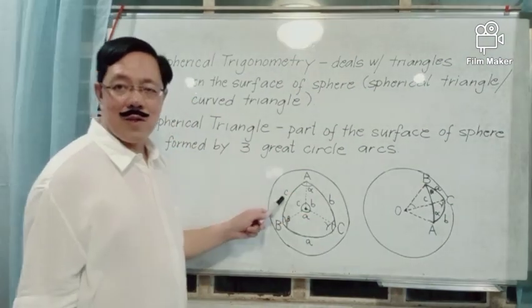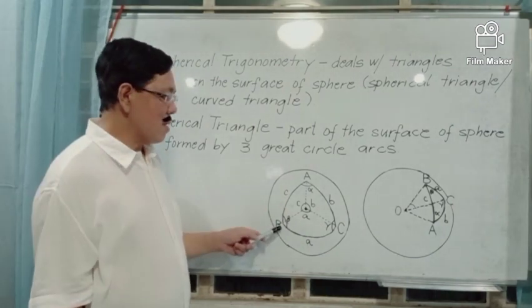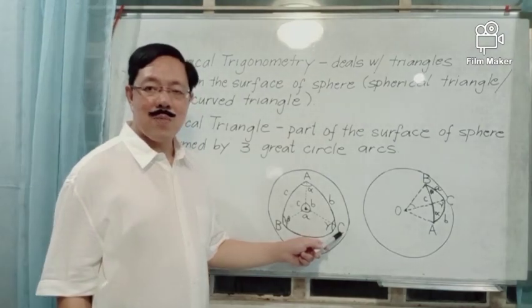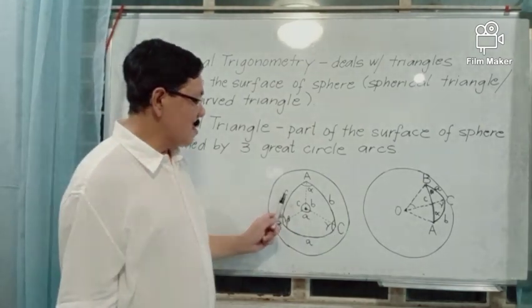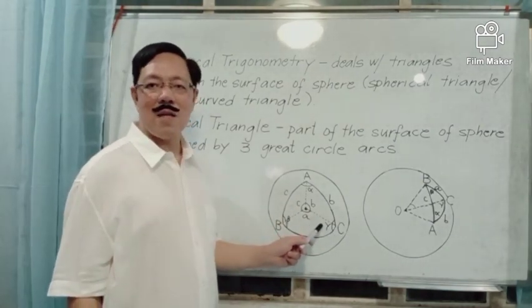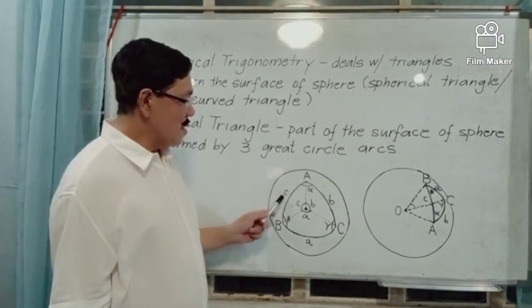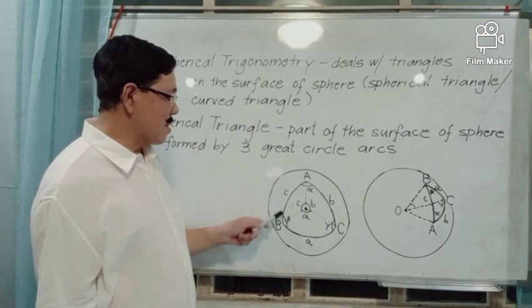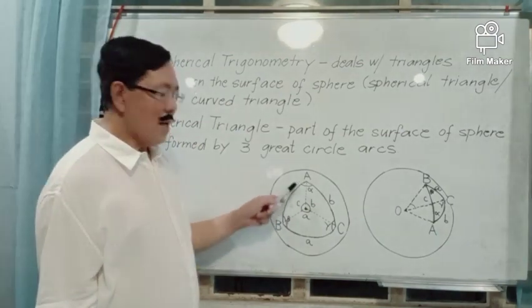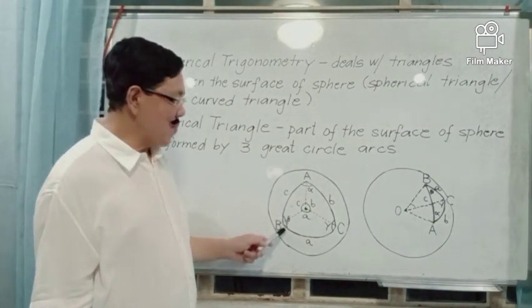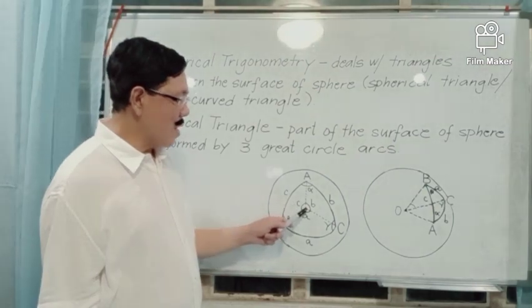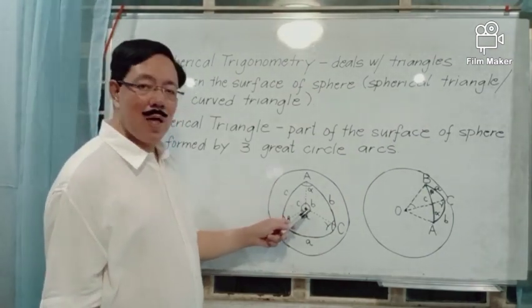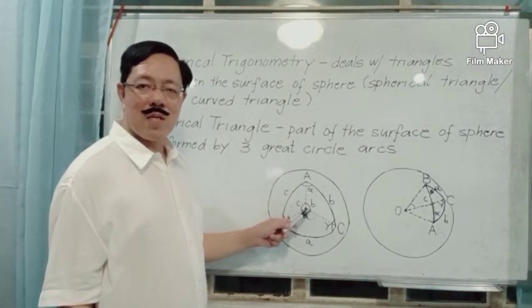And the third and last side of the spherical triangle is small c, the side opposite the third vertex C, or the side opposite angle gamma. The measure of this side is equal to the length of this arc AB, and the length of this arc AB is equal to the angle subtended by this arc AB at the center of the sphere.